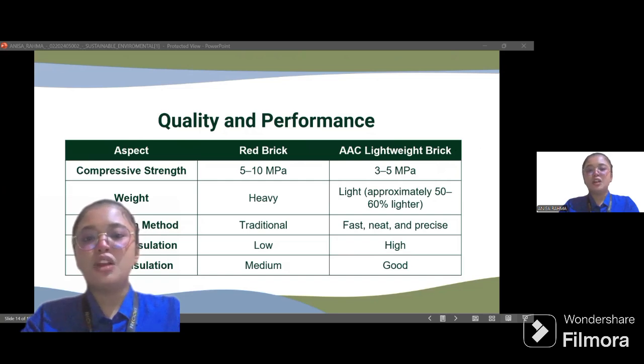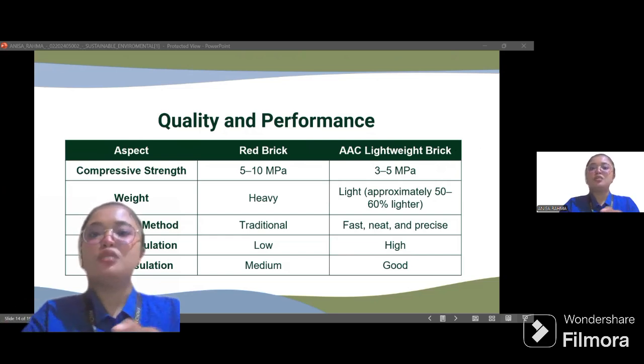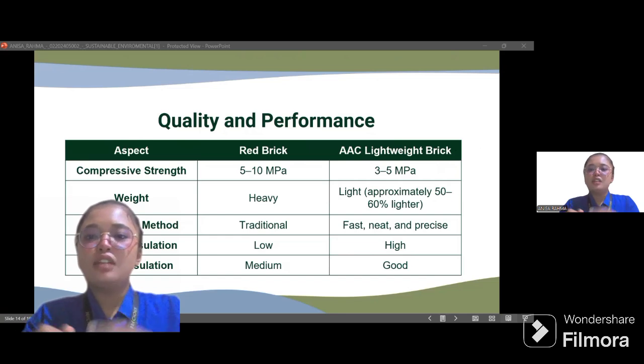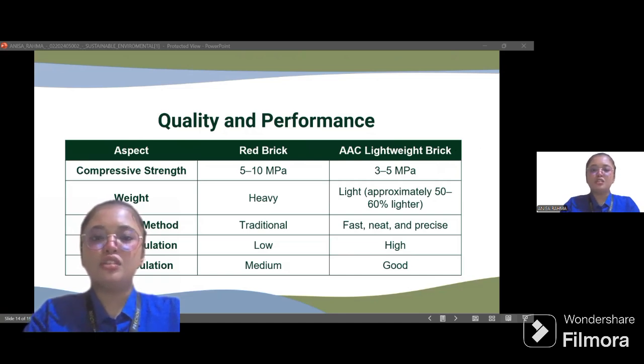But for AAC blocks, AAC bricks also have good fire resistance, even better than red bricks, made from materials like cement and fly ash that resist high temperature. AAC bricks can withstand fire for a longer period, providing additional protection to the building structure.